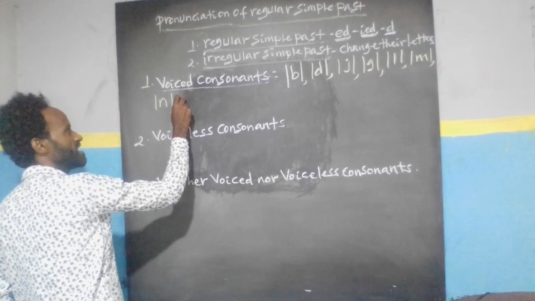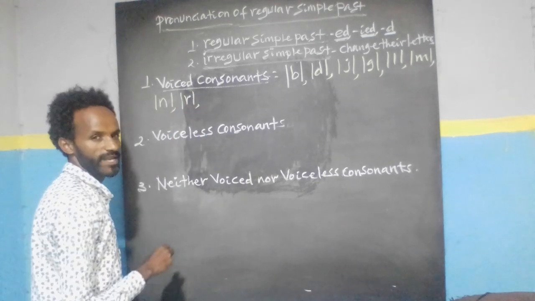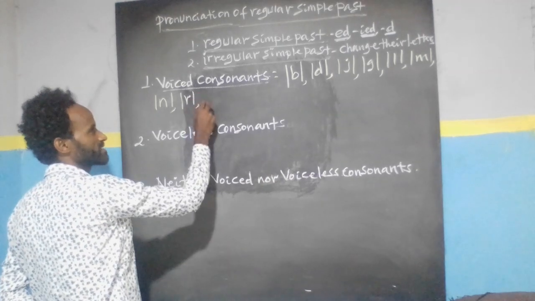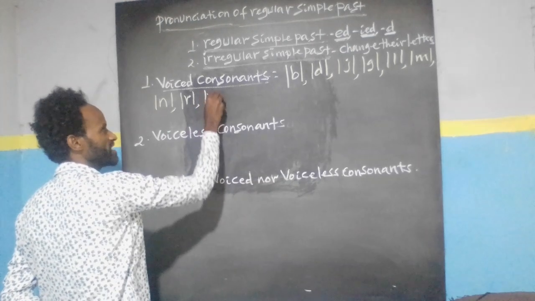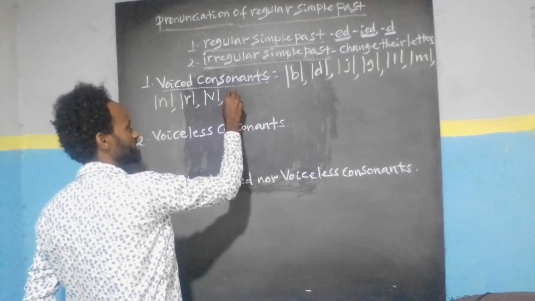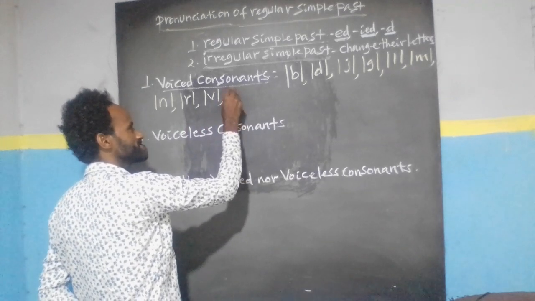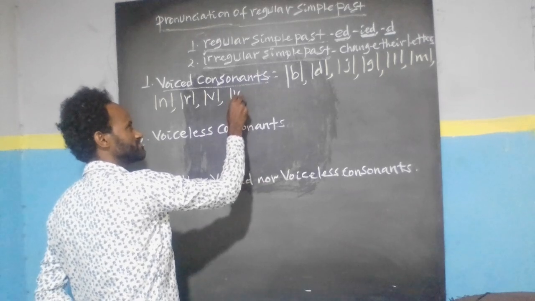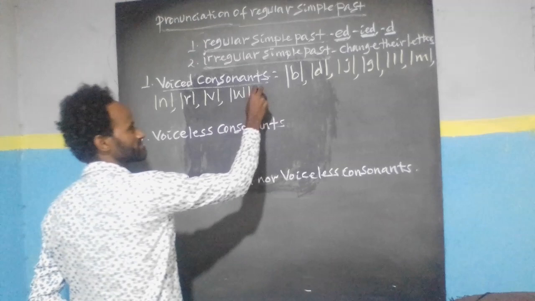N, and the next one is R. And what about the next one? The next letter is V. And the next one is W. And the other one is Y.